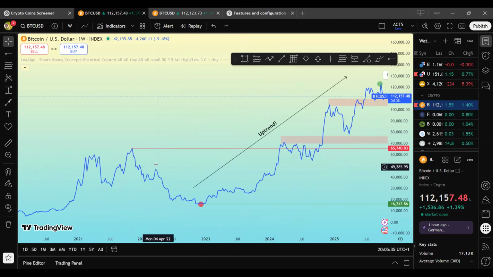And there are many market perspectives for analyzing market structure. Some use Elliott wave, some use Wyckoff, some use demand and supply purely, some use trend lines, some use ICT liquidity, some use smart money concepts.